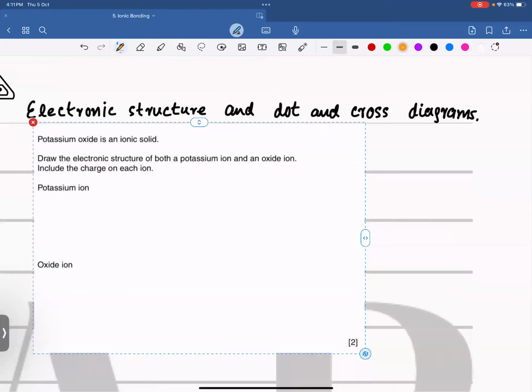Can you write the electron configuration for potassium? Yes, it's 19. So it will be 2, 8, and 8. When it becomes an ion, what will it do? It will lose this electron. Then it becomes +1, right? So we have this electron configuration. So you have to draw this electronic structure for this. Did you understand now? Okay. Do the same thing for oxygen, oxide, and the atomic number of oxygen is 8.